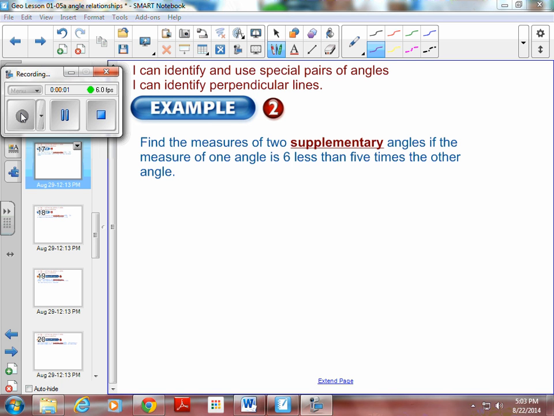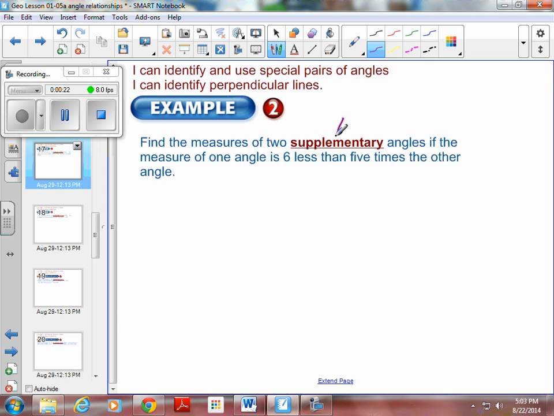Geometry, Chapter 1, Lesson 5. This is example 2. We want to find the measure of two supplementary angles, if the measure of one angle is 6 less than 5 times the other angle. Wow, confusing. Back to algebra, which is basically what we are. We're just practicing our definitions and using algebra here.